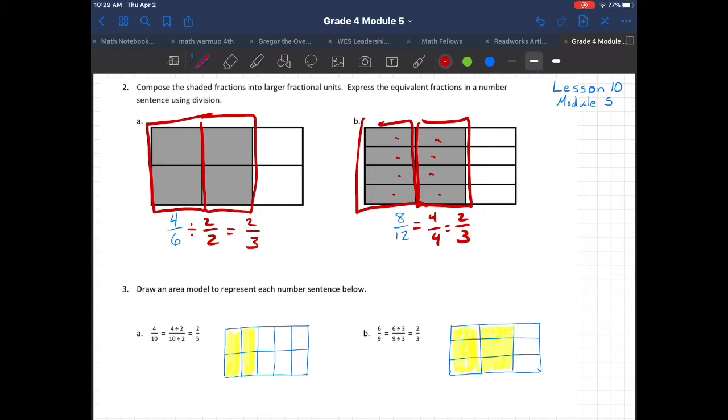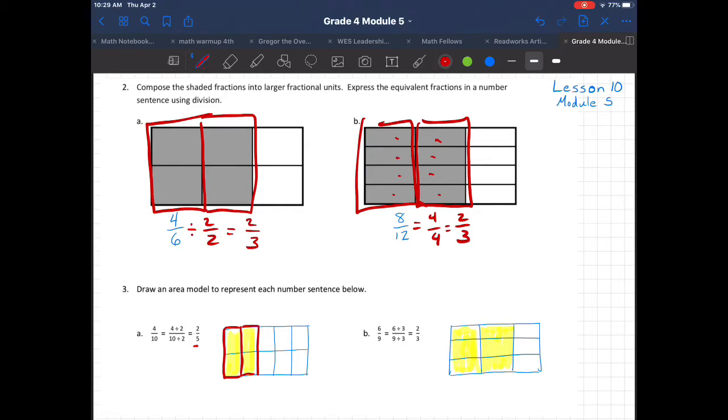3 says draw an area model to represent each number sentence below. Sometimes drawing the area model is one of the harder parts. How I did this was I started by looking at the simpler fraction 2/5, and that's how I got the lines going this way. So I made fifths first, and then I do the line in the middle to make it become tenths.